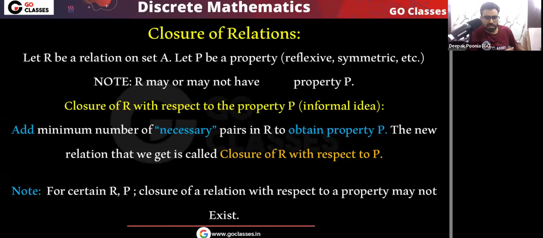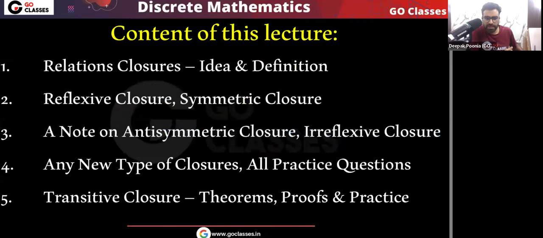So here, the closure of this relation with respect to this property P is defined like this: you add the minimum number of necessary pairs to obtain this property P. The new relation that you will get will be called the closure of R with respect to property P. And notice one thing: for certain pairs of relation and property, the closure of the relation with respect to that property may not exist. We have seen the examples also. I hope you understood. Now, this was our content of this lecture.